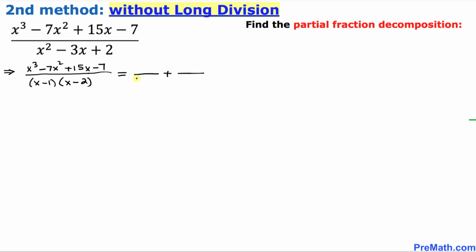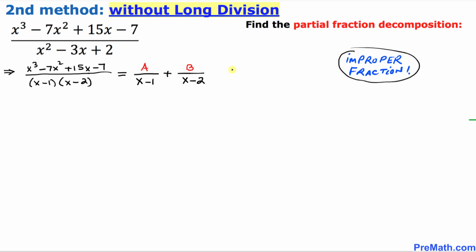The first one is going to be x minus 1, and the other one is going to be x minus 2, and then on the top is going to be constant a and constant b on the second fraction. And since we are dealing with the improper fraction, that means we are going to add a couple of more things. The other one is going to be cx plus d. All right, just keep in your mind.